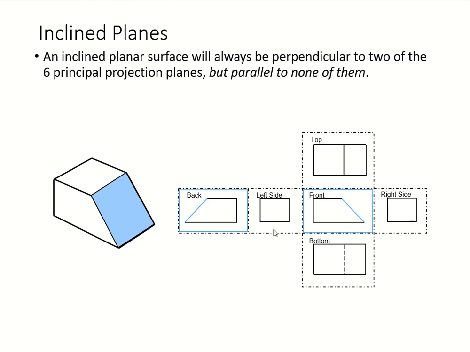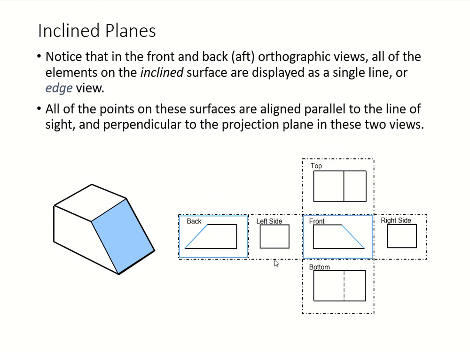You can see it right now. It's really difficult. You might think, oh, how can this sloped surface be perpendicular to any of them? You can see it right now. Be patient. So let's take a look at our back and front view right here.